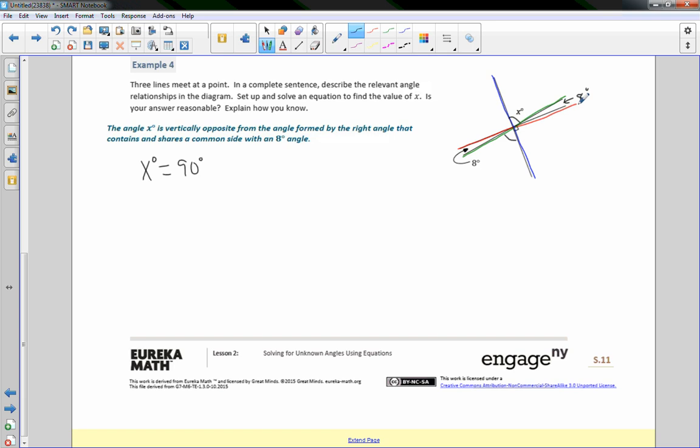So this blue and red line are perpendicular, so that's 90. So if I take away this 8 degrees, that's my x. So x equals 90 minus 8 degrees, so x equals 82 degrees. Okay, and is that answer reasonable? Yes, because the angle marked by x is close to appearing as a right angle. It's very close to being a right angle, and it's only 8 degrees off, so that does make sense. That is a reasonable answer.